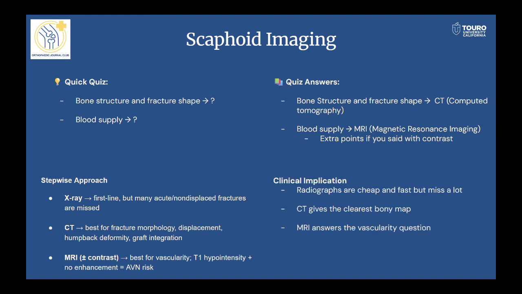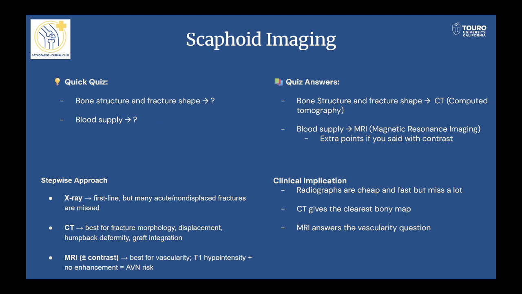For CT, it's best for seeing the fine details of bone, fracture lines, displacement, comminution, that humpback deformity I talked about. And it's also really good for evaluating graft integration after surgery or even preoperative planning, since it shows angles and lengths really well. And then MRI is definitely the most reliable tool for assessing blood supply. We've seen a lot of T1 images with avascular necrosis that shows up really well in that proximal pole. And then if you add in contrast, you get from like 36% sensitivity to between 63 and 66%. An MRI can't perfectly predict healing, but it's definitely the best pre-op tool for deciding whether or not we're using a non-vascularized or an actual vascularized graft.